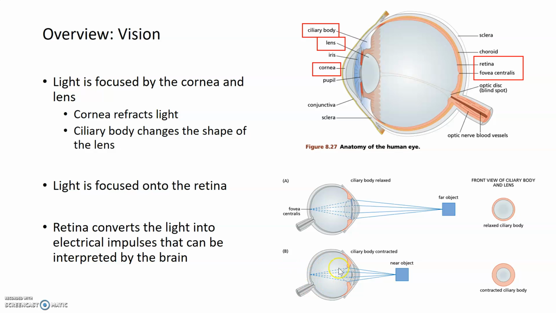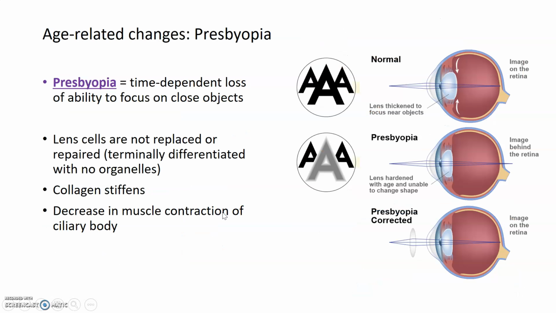And once the light has converged onto the retina, it's converted into electrical signals that can be interpreted by the brain, and that's how we see. And so some of the things that happen as we age that can affect vision are presbyopia, which is a time-dependent loss of the ability to focus on close-up objects. Sometimes people refer to this as a loss of the ability to read, right?